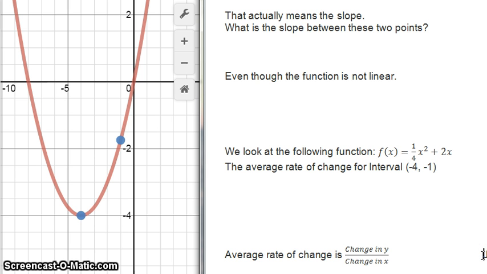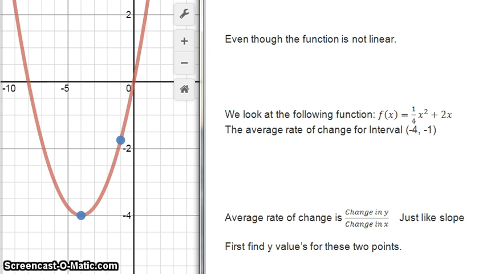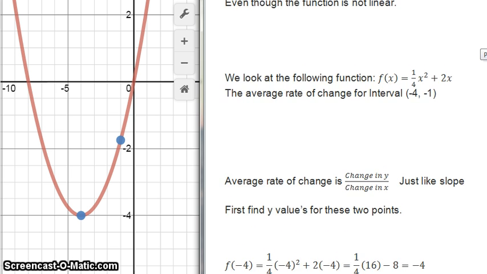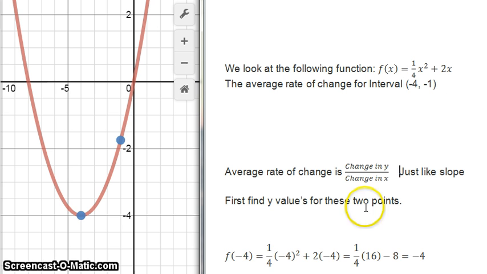And what it actually means is exactly the same as what we do in slope. For slopes of a linear function, we do this exactly the same. To calculate it for this, we already know our x values, because they're the given interval, -4 to -1. But now we also need y values, so we need to find the y values of these 2 points. We're just going to plug them into the equation.